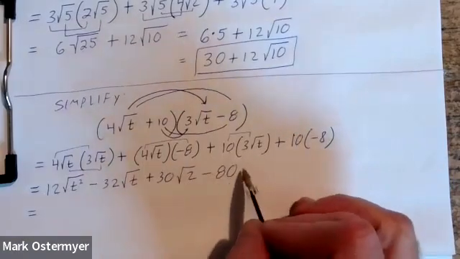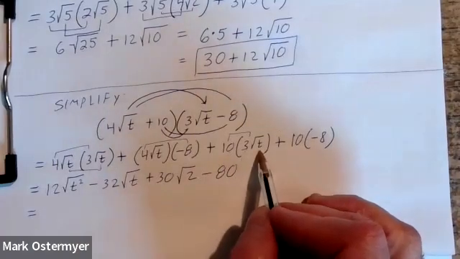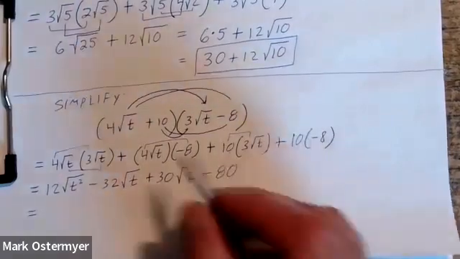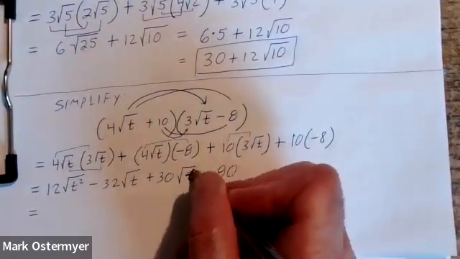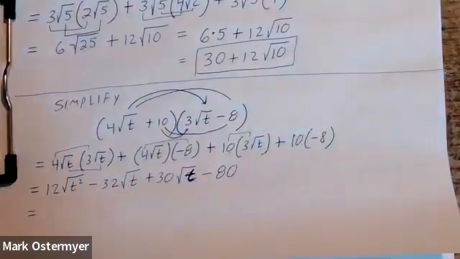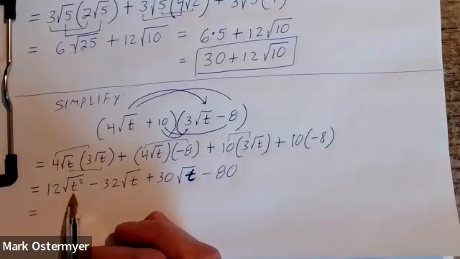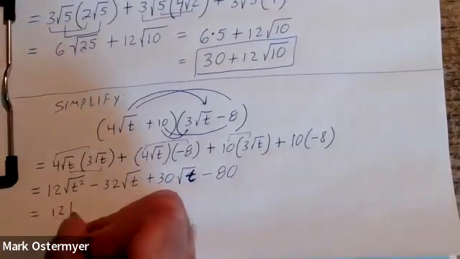Let me double check everything here. I'm sorry, 10 times 3 square root of t should be 30 square root of t. This should not be 2, but t. My bad. This should be t here. That's t. All right, now 12 times the square root of t squared. The square root of t squared is just t, because when you take the square root of a perfect square, both the square root and the square disappear. This just simplifies to 12t.